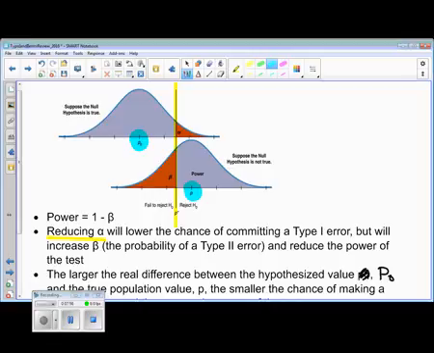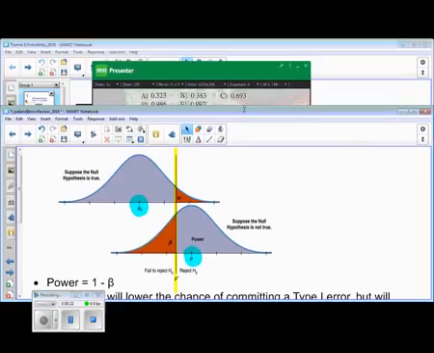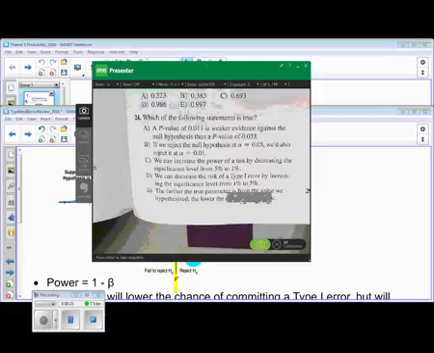So the further away these two things highlighted in blue are away from each other, the smaller the chance of an error, right? Cameron. Huh? Up here? This is your statistic. It's your hypothesized value, okay? And this is the actual value, okay? This is the truth. This is what you're guessing it to be, okay?